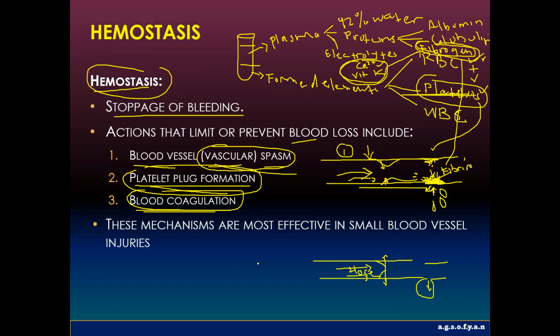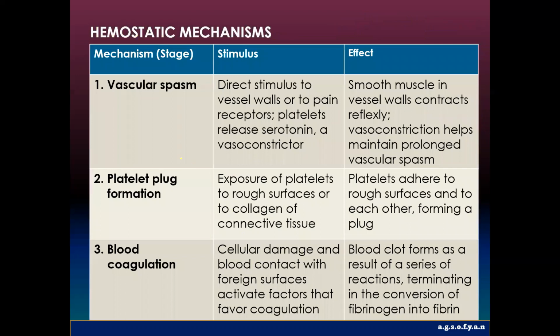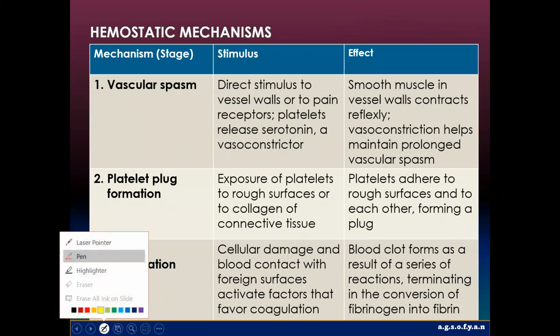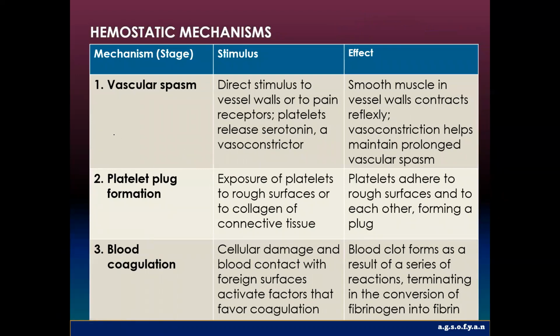Now we're going to see them one by one. For the vascular spasm, the stimulus will be direct stimulus to the vessel walls or to pain receptors. So when we are bleeding, sometimes we have pain, and it will be received or sensed by the pain receptor.